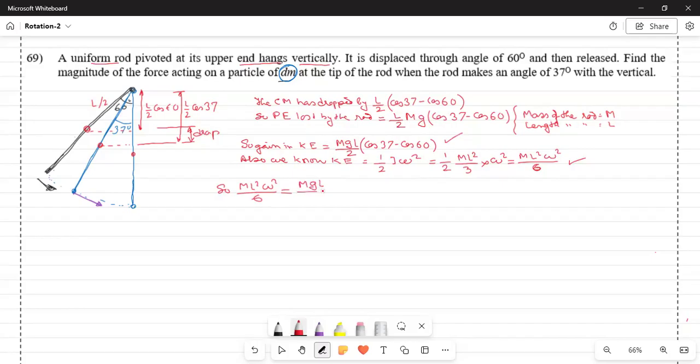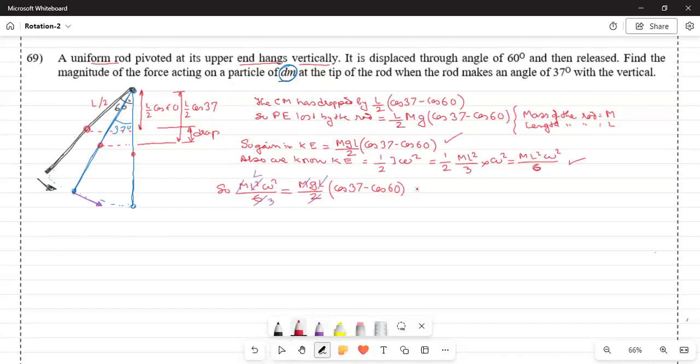MgL by 2 cos 37 minus cos 60, and from here our M and M get cancelled. 2 gets cancelled with 6, we are left with 3. And L and L square cancel, we are left with L.